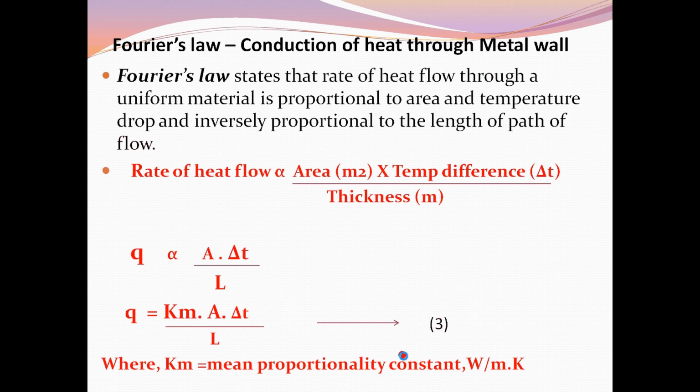So the equation becomes: the rate of heat flow is directly proportional to the area A times the temperature difference delta T divided by the thickness L. The rate of heat flow is denoted by Q, and Q is directly proportional to A delta T upon L. If we want to remove this proportionality sign, we put in the proportionality constant Km. Now the equation becomes Q is equal to Km into A delta T upon L, and this is equation number 3.